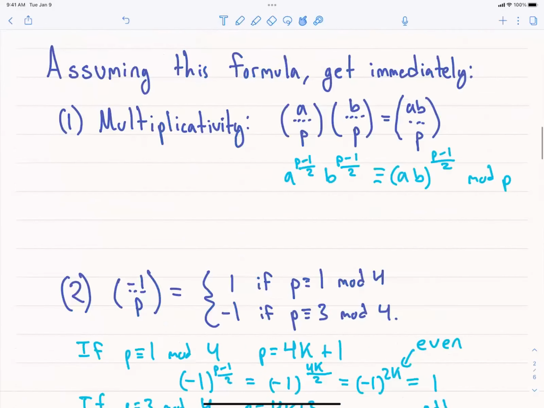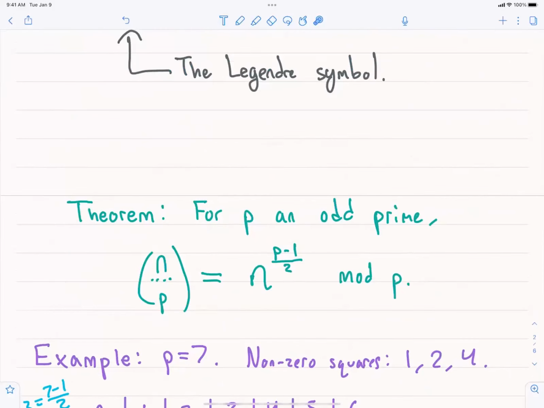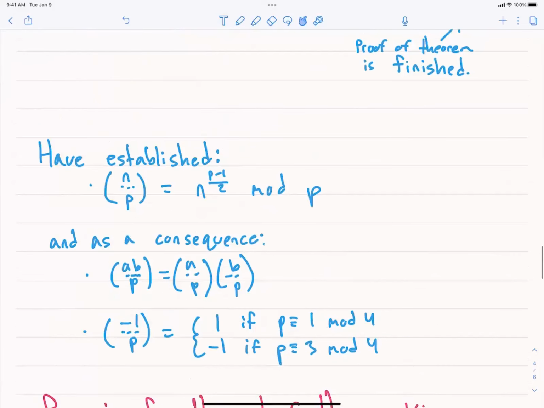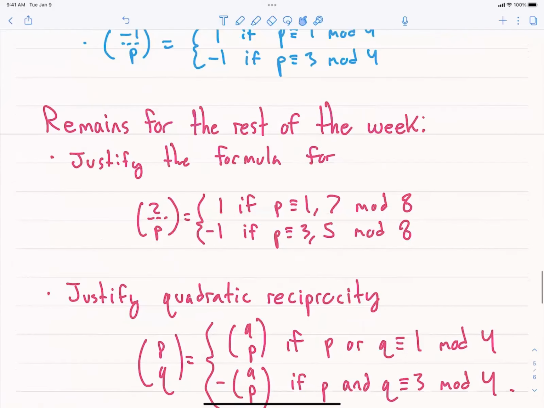Okay, so we've now finished the proof of this theorem that says for p an odd prime, I can compute a Legendre symbol by computing n to the (p minus 1)/2 modulo p. So we've established that theorem. And before we went through that proof, we saw that as a consequence, we got the multiplicativity of the Legendre symbol and the formula for the Legendre symbol of minus 1 over p. So we've established those. There are still a few properties left from last week that we've not yet established. So that's what we're going to do with the rest of the week.